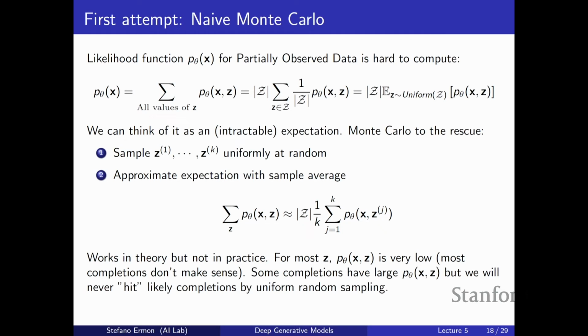So somehow, as I think you were suggesting, we need a smarter way of selecting these latent variables. We don't want to sample uniformly. We want to sample them, trying to guess the ones that make sense, kind of.